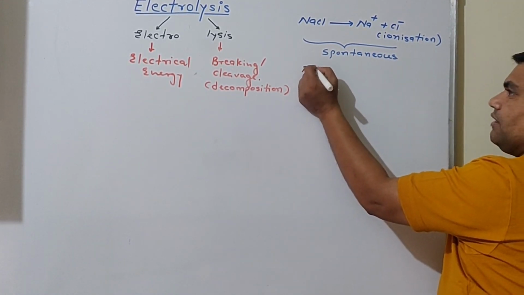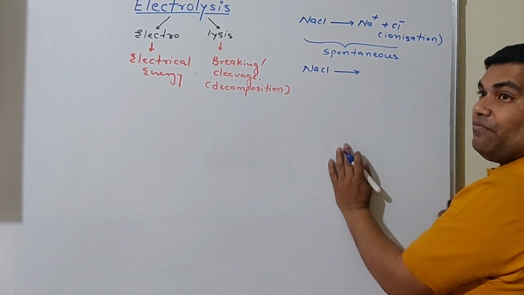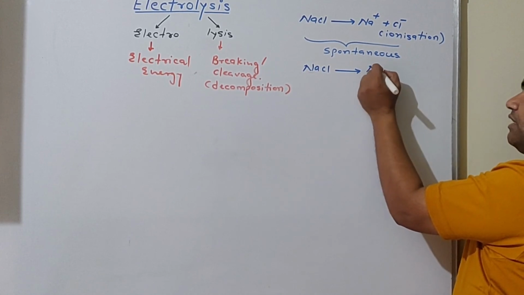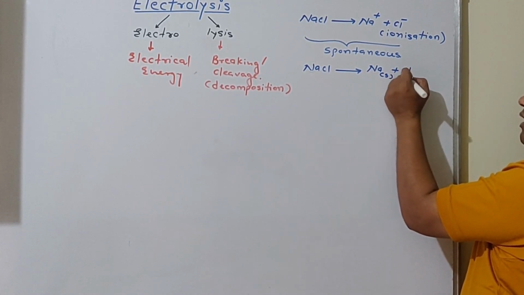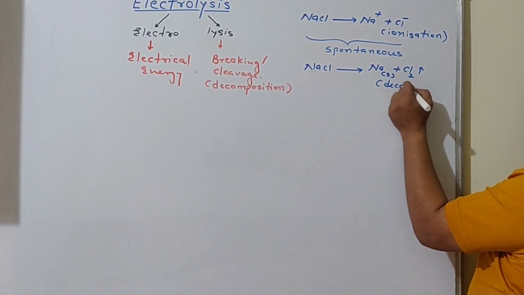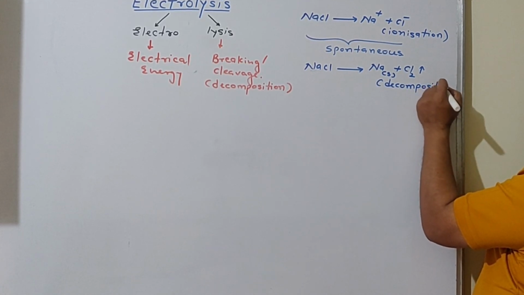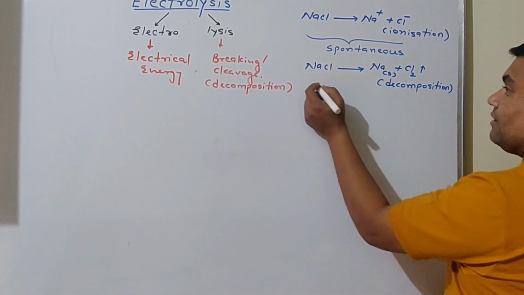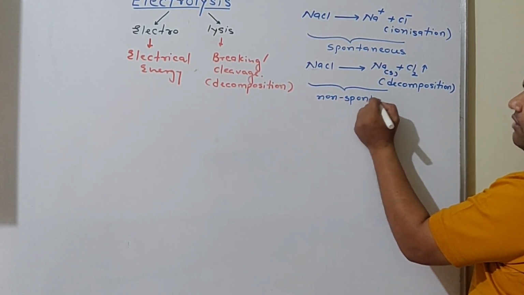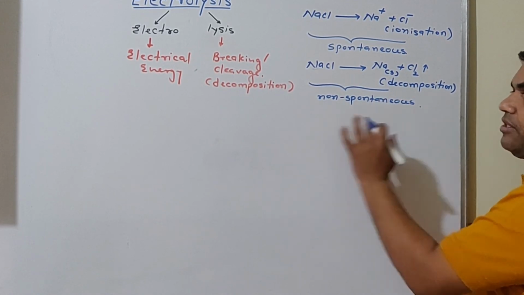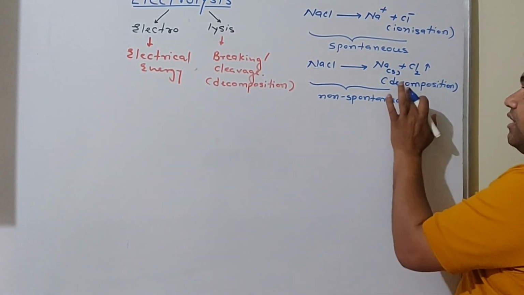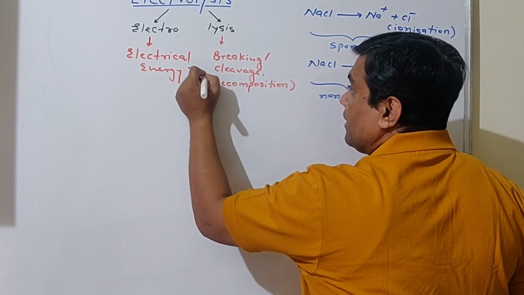However, if this NaCl is decomposed, NaCl being made up of sodium and chlorine, so if we get Na solid and chlorine gas from this NaCl, the phenomenon is termed decomposition. The important thing is that this decomposition is non-spontaneous. This does not take place on its own. It will require an external agency to carry it out. That's why this decomposition is carried out by passing an electric current.